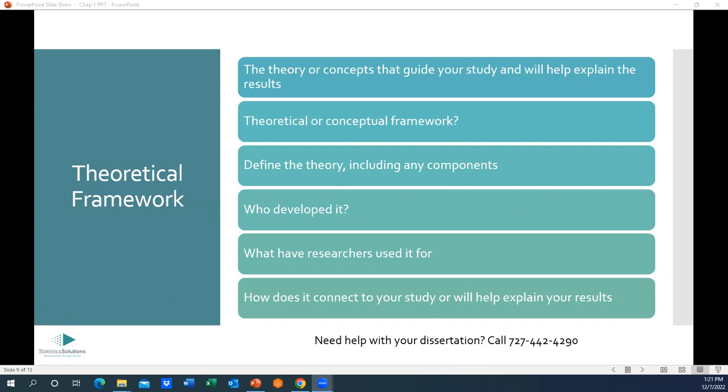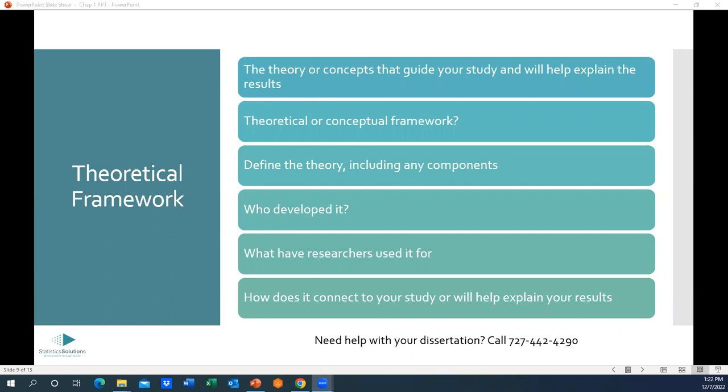I take a real practical approach to it, which is that theoretical frameworks are typically associated with quantitative studies, and conceptual frameworks are typically associated with qualitative studies. And the reason for this is theoretical frameworks are based on theories. Conceptual frameworks are based on concepts, right? Just like it sounds, it has the word theoretical, conceptual.